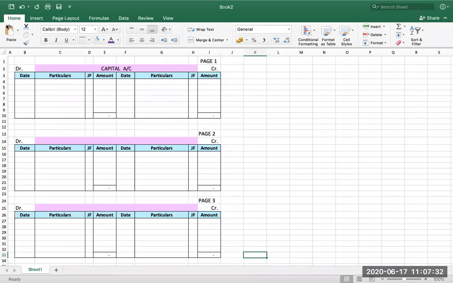This is the format. I told you that journal entries we have done. Now the next stage is where all your journal entries will be posted to ledgers. A ledger is nothing but a book of, you can say, different accounts.